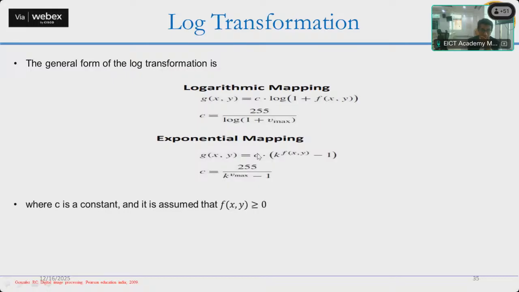Can we infer anything about the exponential mapping? Yes, we can infer that g(x,y) = c multiplied by (k^f(x,y) - 1). This is the formula, and if we go by it, c = 255 upon (k^v max - 1), where c is a constant and it is assumed that f(x,y) is always greater than 0.